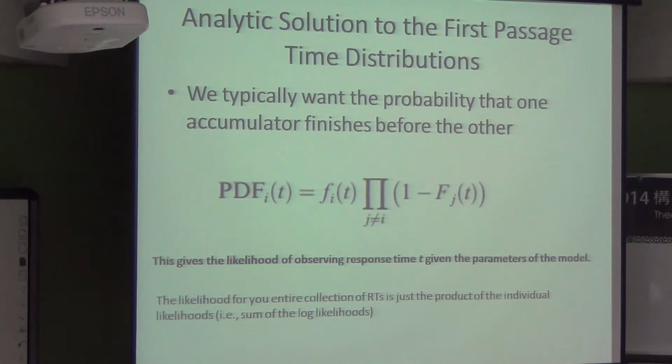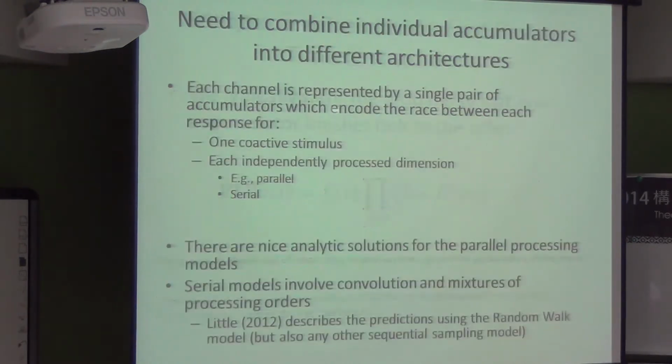So these are really easy. The LBA is really nice because it has these nice analytic solutions. I'm not going to use them, but if you wanted to use them, they're there. Each channel in the model, so each dimensional decision, is represented by a single pair of accumulators. And these encode the race between each response. So you have one pair of accumulators for the coactive stimulus and multiple pairs of accumulators if you have a parallel or a serial model.